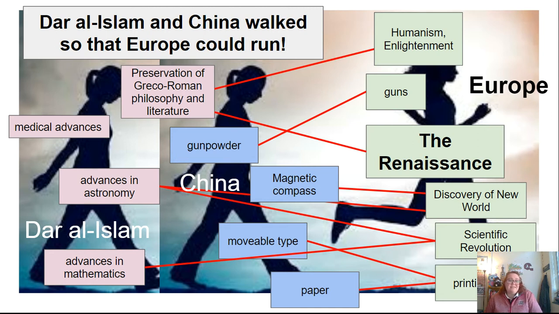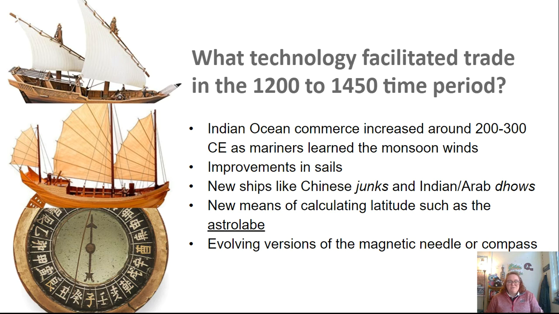So we've seen this graphic before. We talked about how Dar al-Islam and China walked through these different technologies so that Europe could take it and just run with it. So what technology really facilitated trade during this time period? Well, we looked at the different ships. We looked at the use of monsoon winds to push these ships, these Chinese junks and dhows.